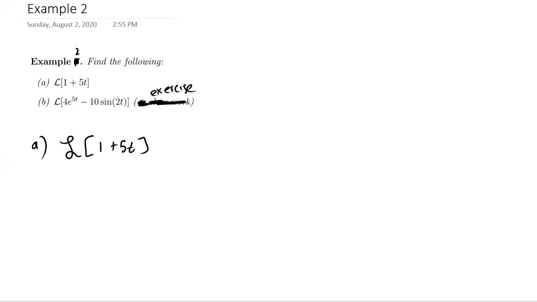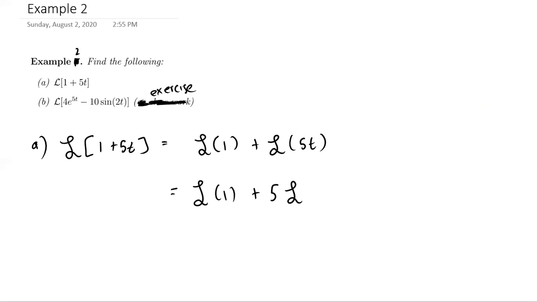Well, we know that the Laplace transform as a function is linear, meaning that we can separate the sums. Right? So it's the same as the Laplace transform of 1 plus the Laplace transform of 5t. Not only that, but also because it's linear, we can move constants outside, meaning that this is just the Laplace transform of 1 plus, we have 5 times t. Let's move that constant outside. This is 5 times the Laplace transform of t.